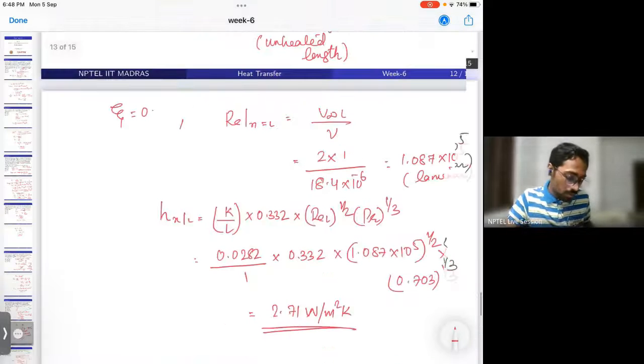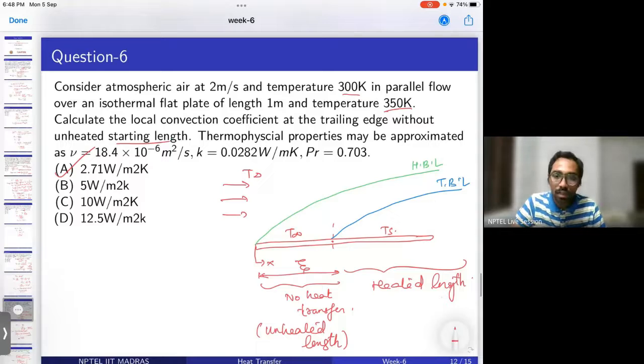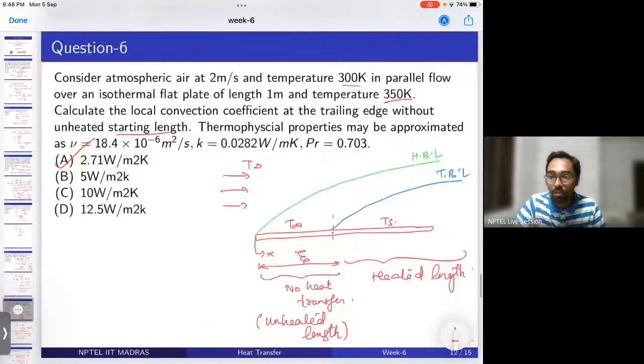If you want to know more about this unheated starting length, you can refer to the Incropera textbook, chapter name external flow. I don't remember the chapter number, I think chapter number 7, external flow. Okay. So there it's written in more detail.